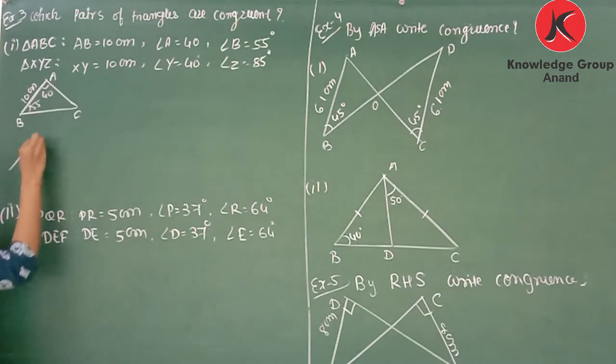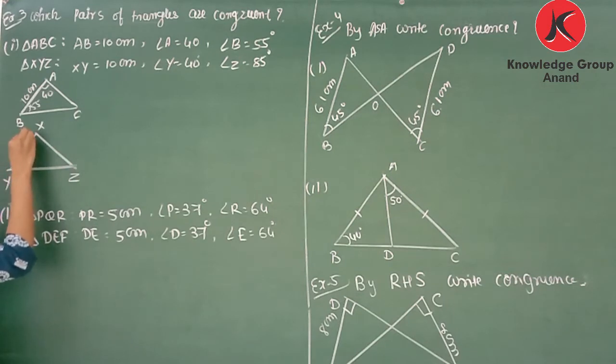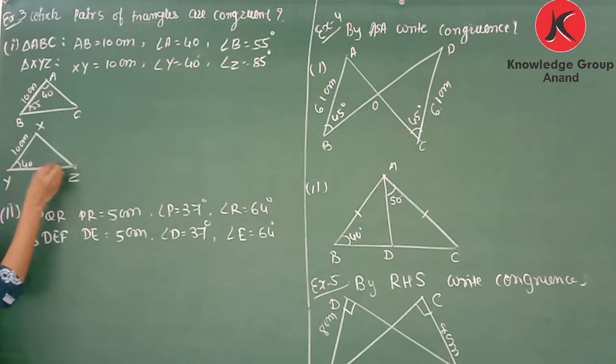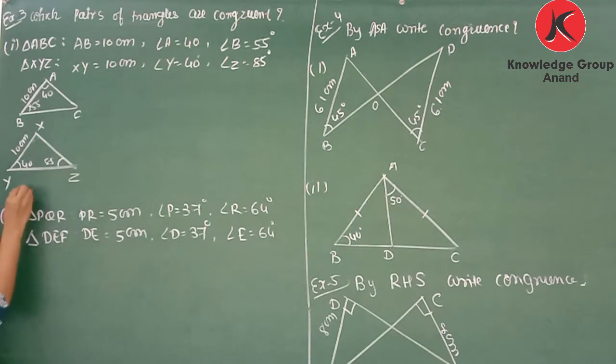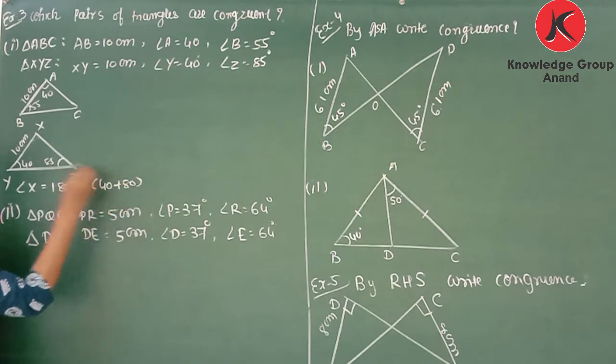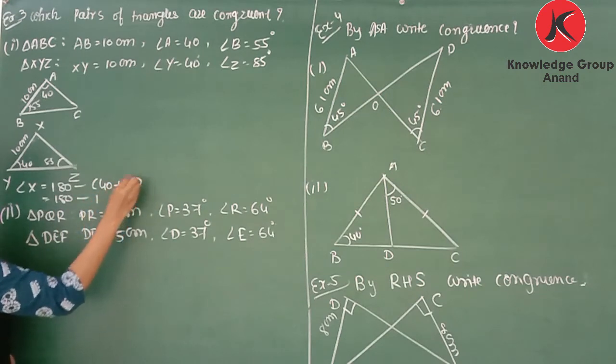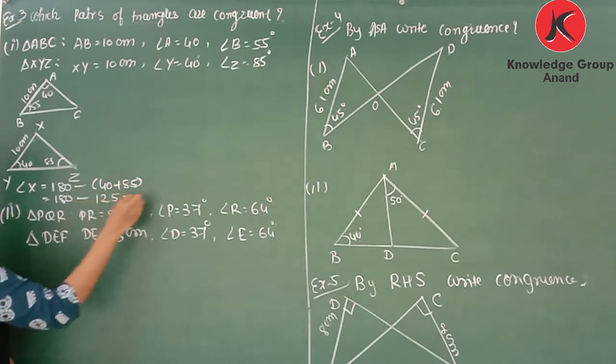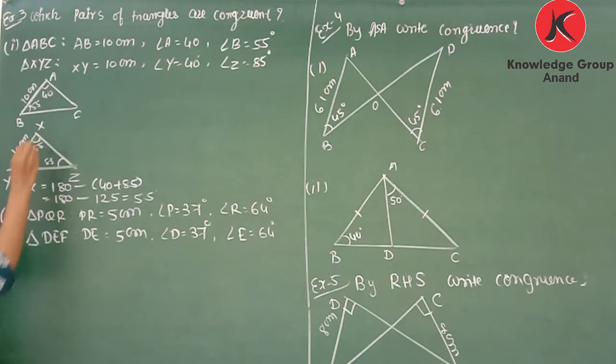Now for the next, if we draw a triangle XYZ, here XY is 10 cm, angle Y is 40 degrees and angle Z is 85. So here angle X is not given. But by applying the angle sum property of a triangle, we can find angle X. So let's find angle X here. Angle X is equal to 180 minus (40 plus 85). If we subtract 125 from 180, we will get 55. So here our angle will be 55.